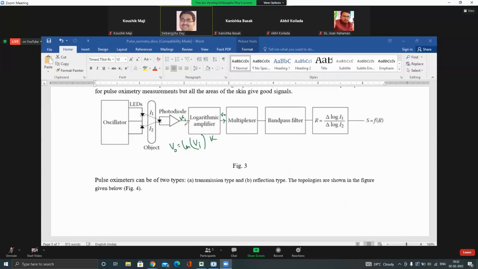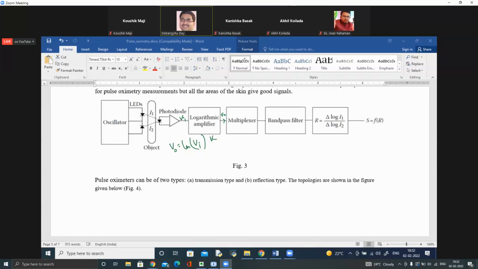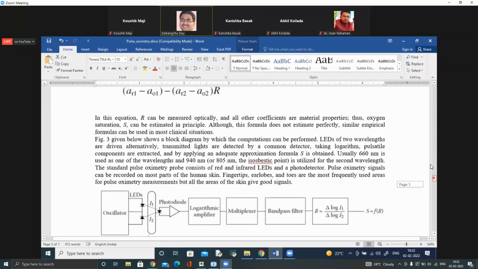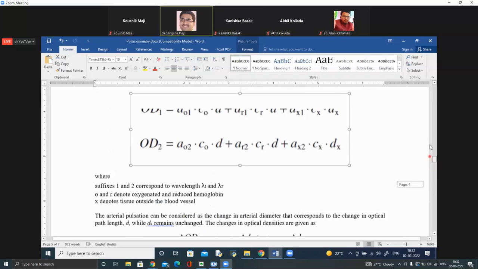Now tell me, why is it so? Why is this logarithmic amplifier required? What kind of amplifier you are going to use actually depends upon the basic principle of your system. Why is a log amplifier required? Because of this calculation.